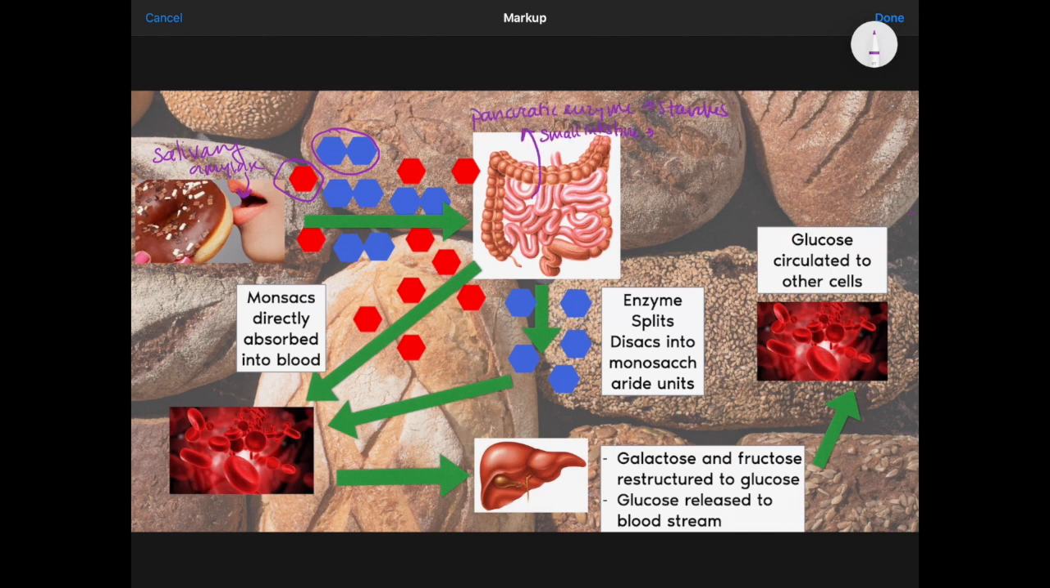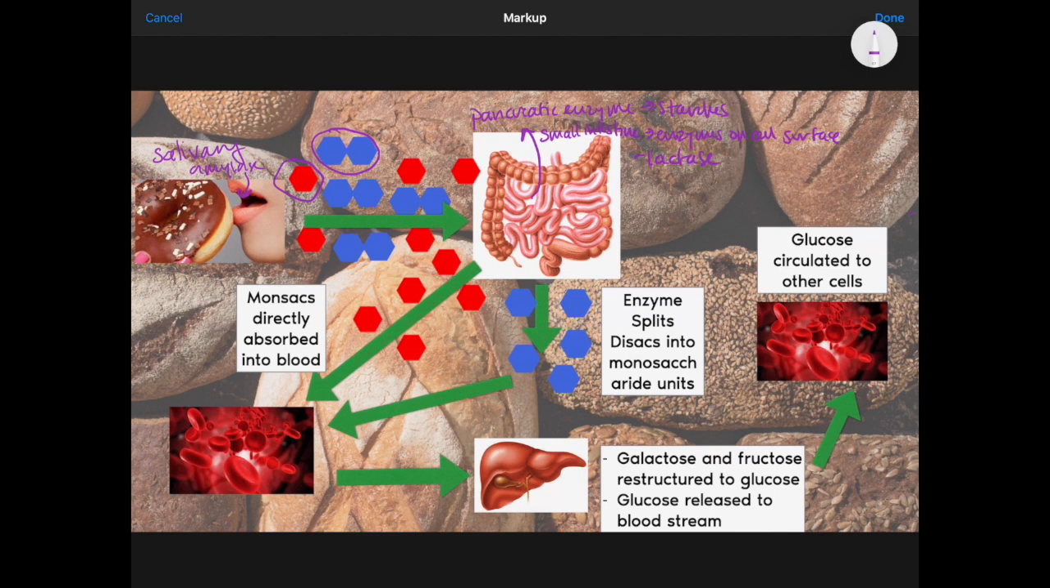One of these, for example, is lactase, and the reason that some people can't digest milk sugar, which is lactose, is because they don't have enough of the enzyme lactase, and so they can't break down the disaccharide lactose. More on that in a second.